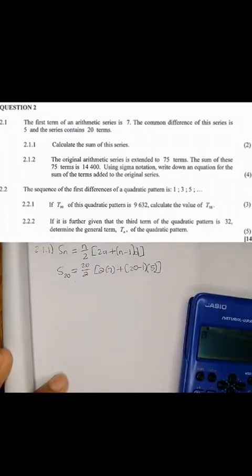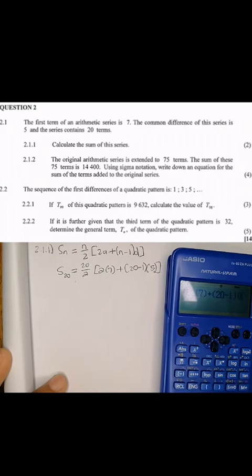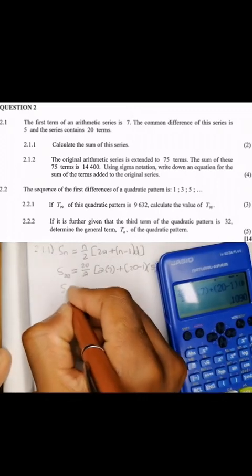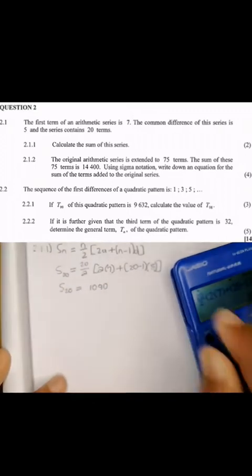And then you punch in your calculator, the 20 over 2 into 2 into 7 plus 20 minus 1 into 5, close bracket. It gives you the sum of 20 terms, it's equal to 1090. That is our final answer for 2.1.1.